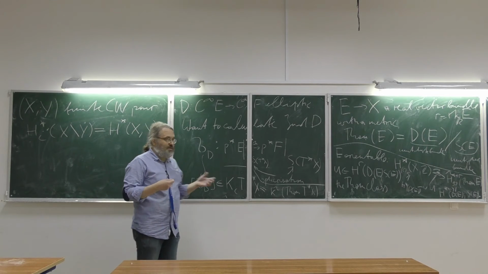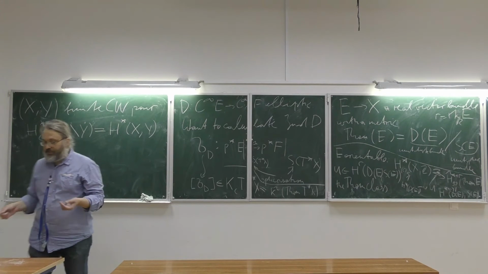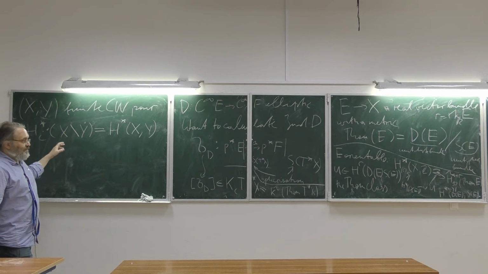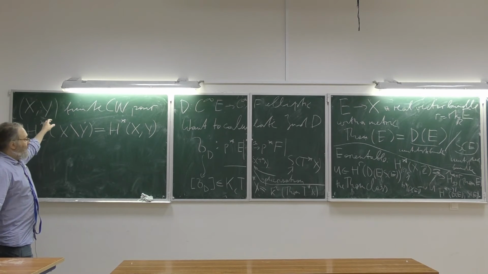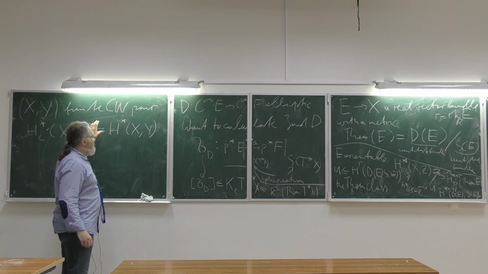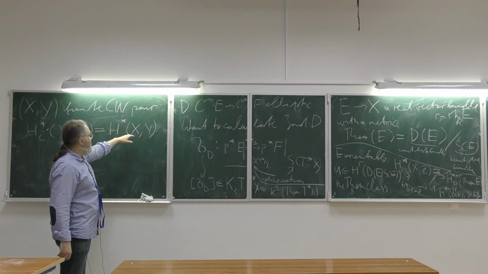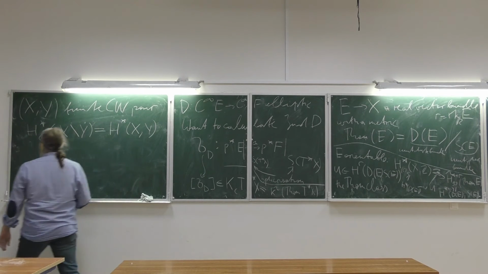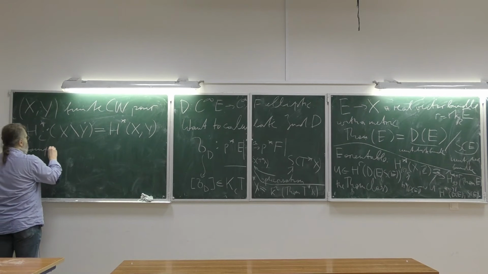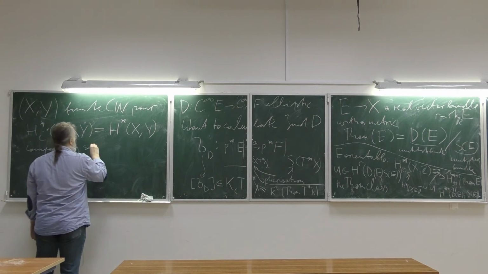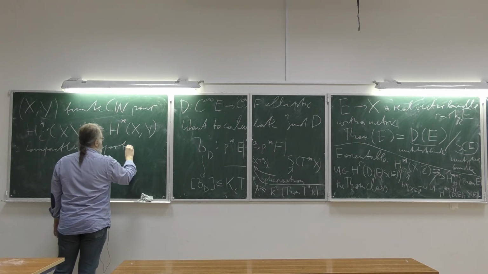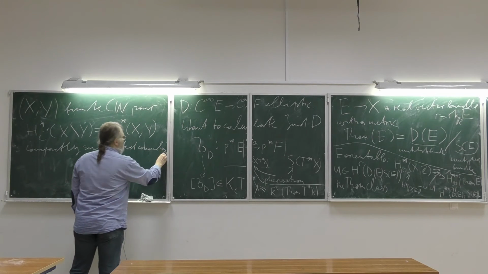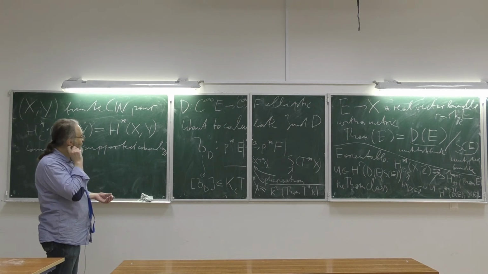Suppose I have a finite CW pair, and I want to define the compactly supported cohomology of the difference. Now I simply declare it to be equal to the relative cohomology X mod Y.